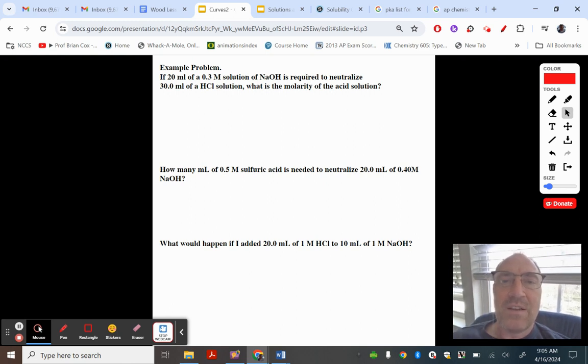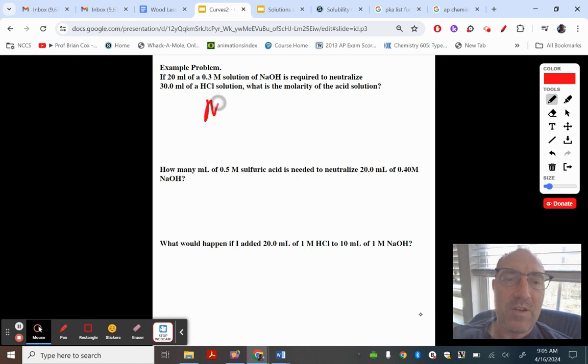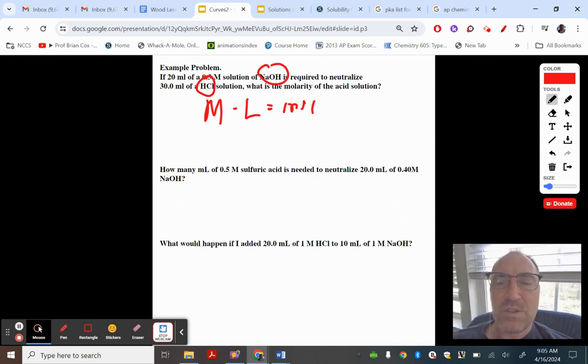Understanding how much acid is needed to neutralize stuff is important. So let me give you this one just so we have it. 20 milliliters of 0.3 M NaOH is required to neutralize 30 milliliters. What's the molarity? When you're doing acid-base titrations, we're trying to find the endpoint. It's always molarity times liters equals moles. And for this one, you check your equation, but this is going to be 1-to-1.